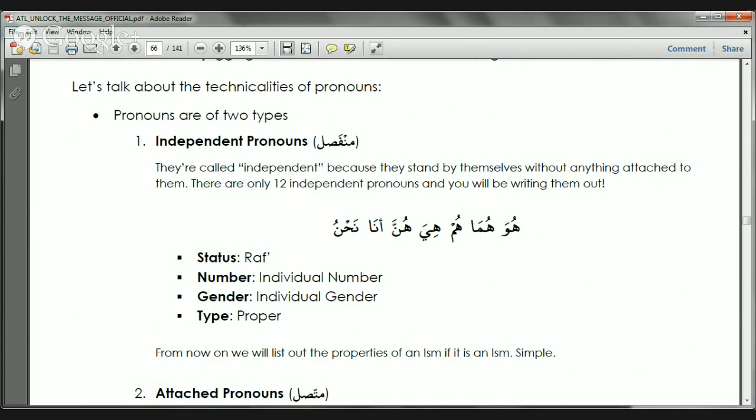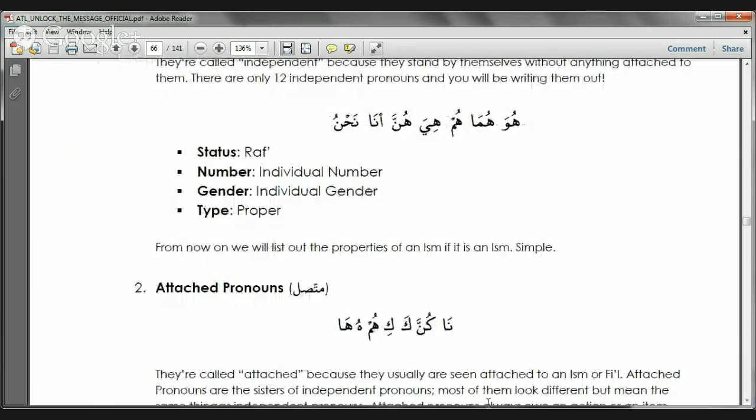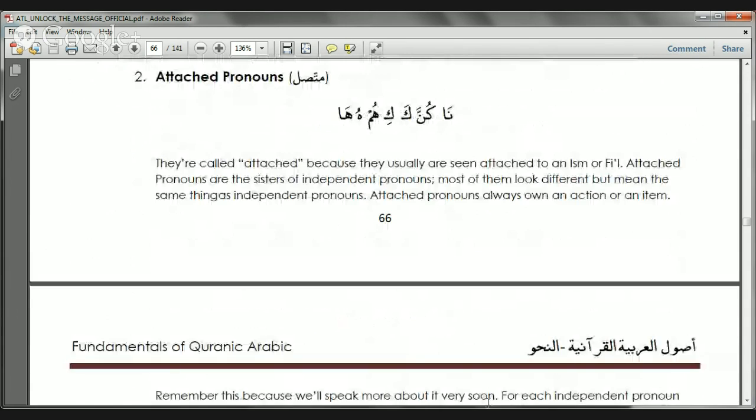Attached pronoun. They're called attached. Why? There's a good reason for it. They are usually seen attached to an ism or a fi'l. And attached pronouns are the sisters of independent pronouns. Meaning what? That they have something to do with pronouns. Obviously, they're called attached pronouns, but mean the same thing as independent pronouns.